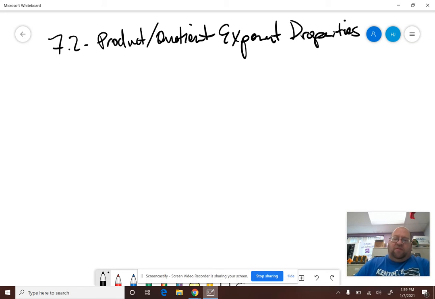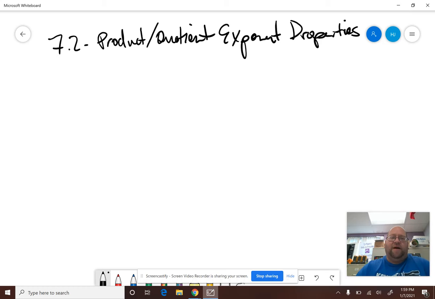All right, guys, we're going to move on to 7.2, which is product and quotient exponent properties. And this is just going to add a few more tools into our toolbox as far as exponent properties go. A lot of these I think you've probably already seen before. Matter of fact, I know you've seen them before. Maybe you don't remember. But we'll take a look at this, work through a few examples, and then I'm going to turn you loose for some practice.